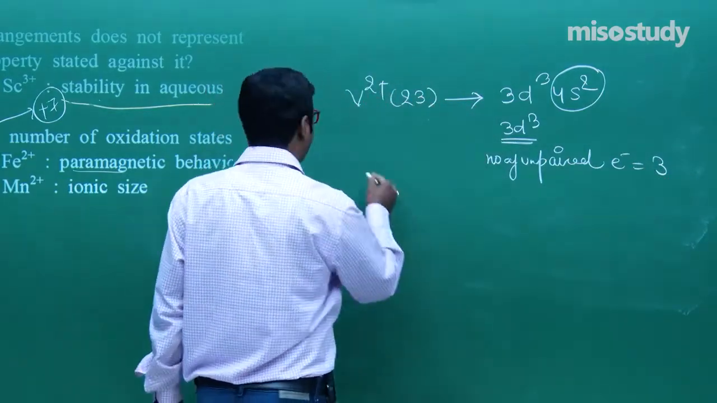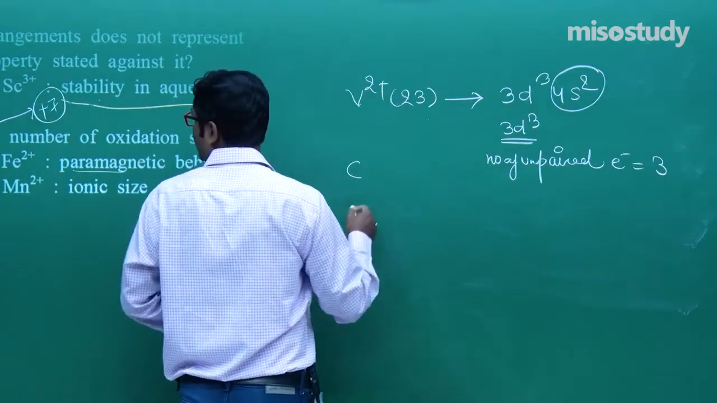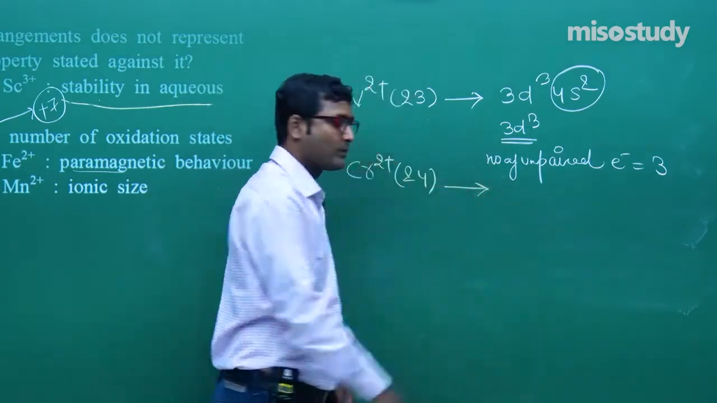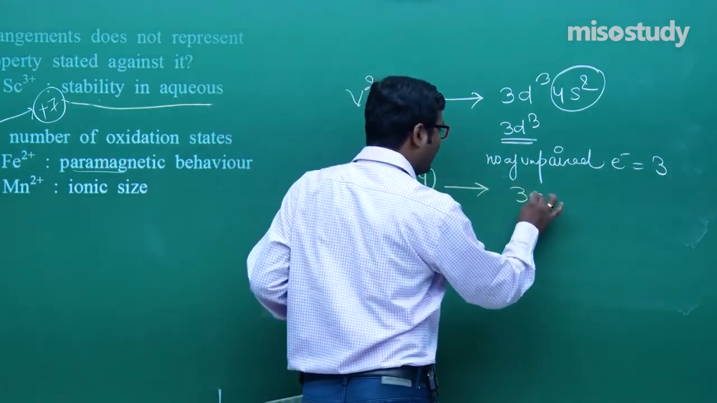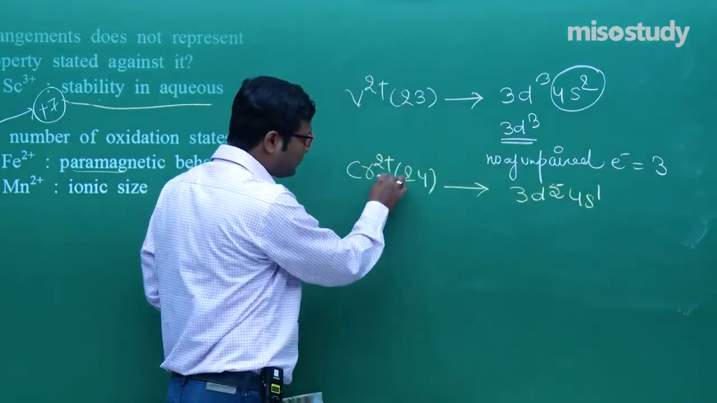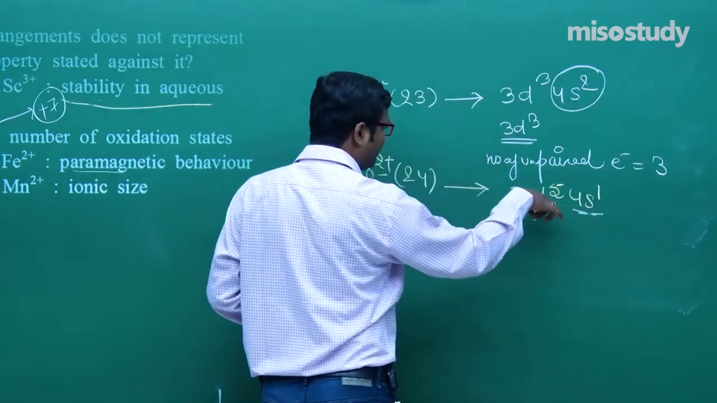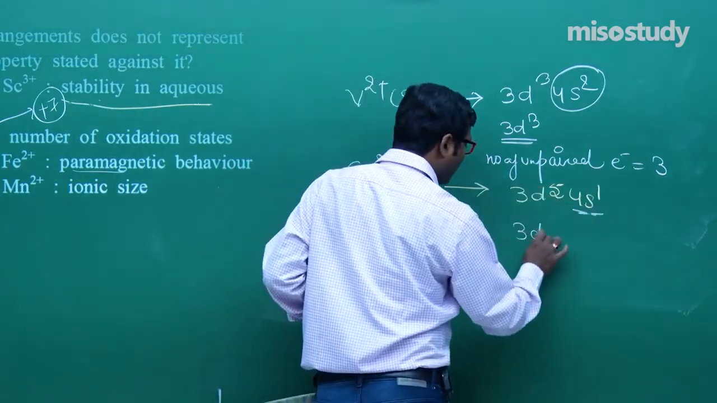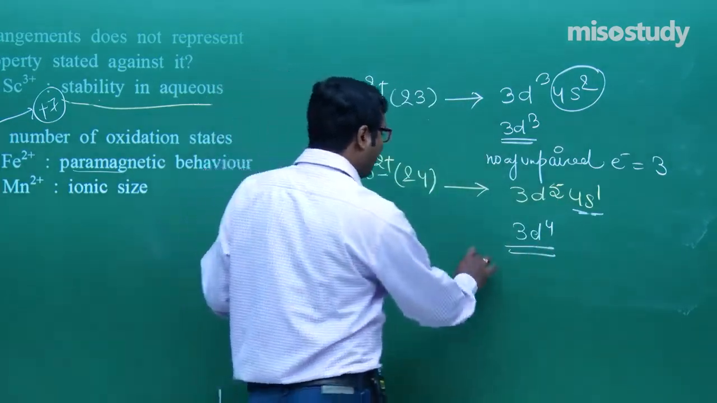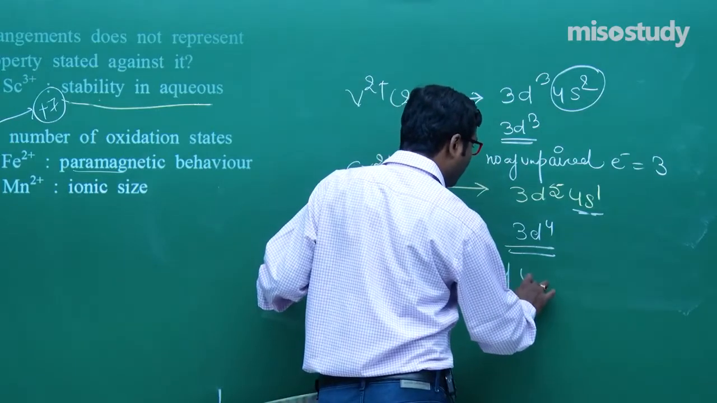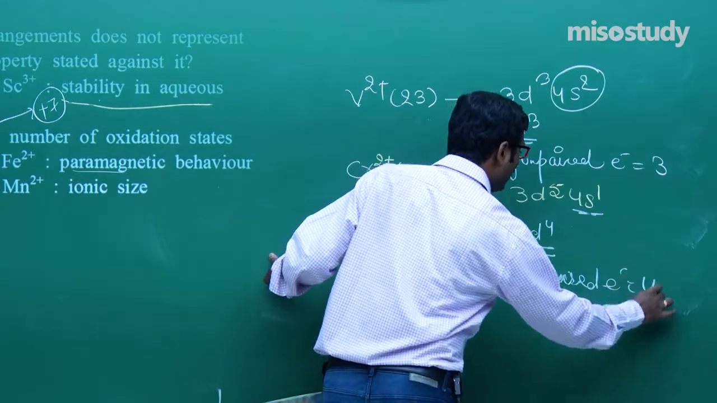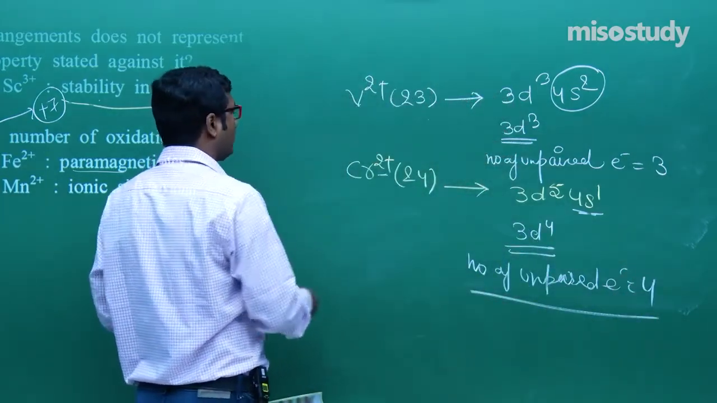Now if I talk about chromium 2+, check out what will happen. Chromium has atomic number 24. What is the electronic configuration of chromium? 3d5 4s1. Now in the 2+ oxidation state, it will lose 1 electron from here and 1 electron from here. The electronic configuration is 3d4. In this case, the number of unpaired electrons is equal to 4.